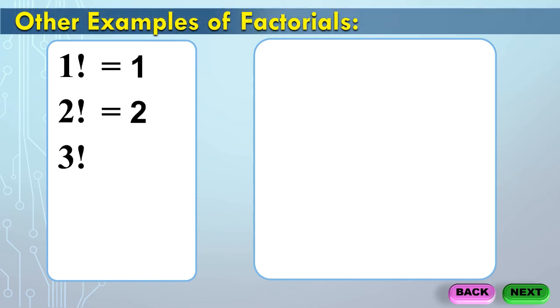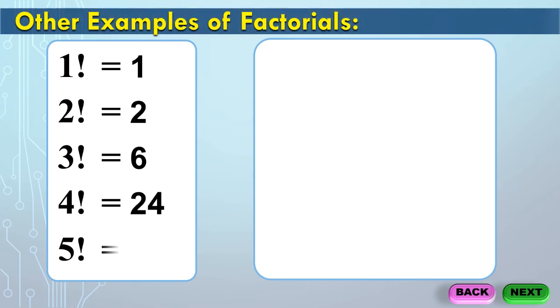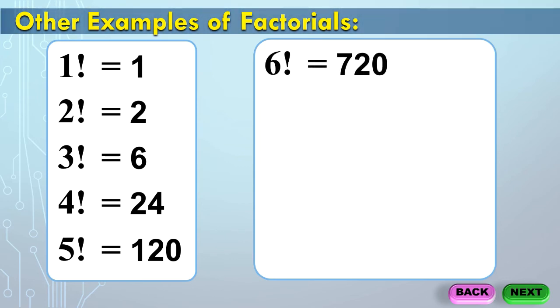Here are other examples of factorials. You must memorize these factorials. Let's start with 1 factorial is equal to 1. 2 factorial is equal to 2. 3 factorial is equal to 6. 4 factorial is equal to 24. And 5 factorial is equal to 120. 6 factorial is equal to 720. 7 factorial is equal to 5040.